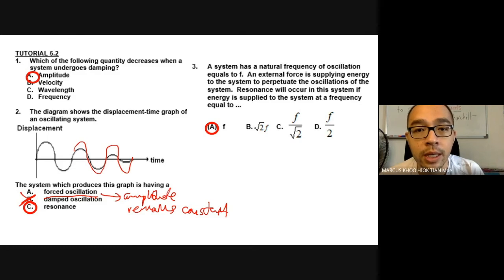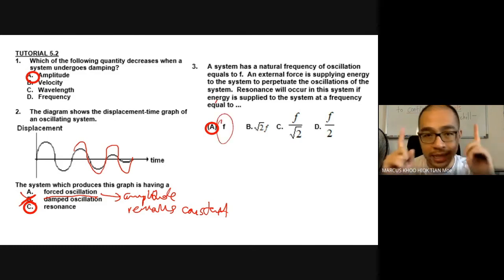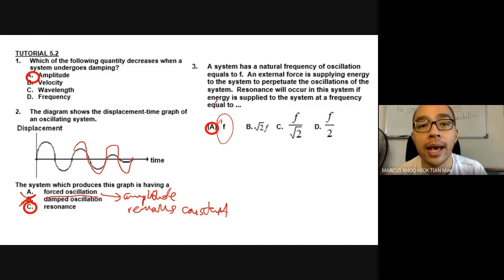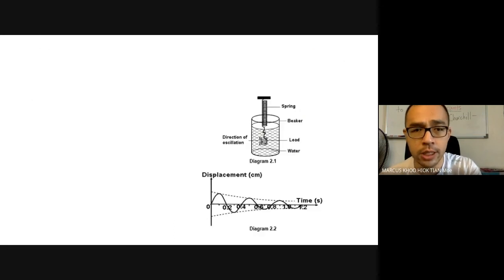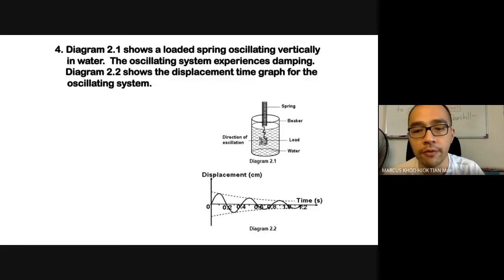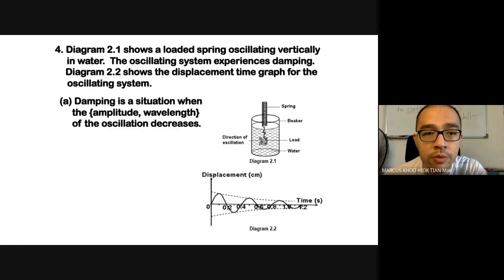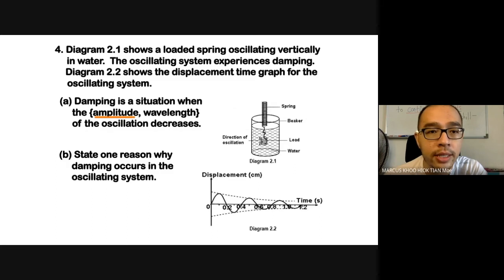Okay, resonance will occur in this system if the energy supplied to the system at frequency is equal to the f. It must be the exact same frequency as the natural frequency. Then resonance will happen. Okay, question number 4. Oh, there's only 3. Okay, fine. Question number 4. An oscillating system experiences damping. The displacement time graph is shown in diagram 2.2. Damping is a situation where its amplitude of the oscillation decreases. State one reason why damping occurs in this particular oscillating system.